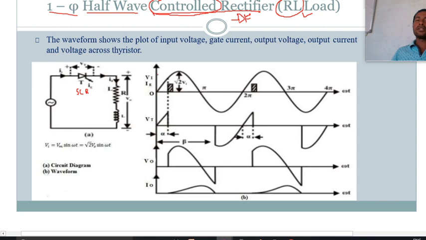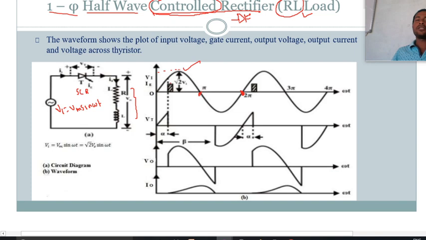So this is the actual waveform, sinusoidal input. V input is equal to Vm sin omega t. The supply is connected in series with the thyristor, and the RL load is also connected. R and L load is connected, and now these are all in series. If you give the AC supply through the thyristor to the load, your AC supply will be like this, and this is half cycle, this is one cycle.